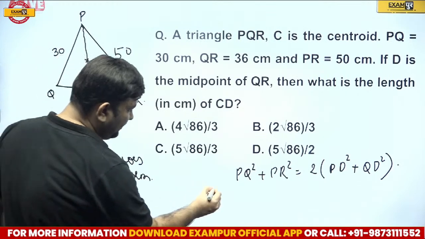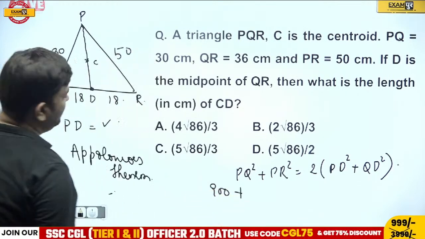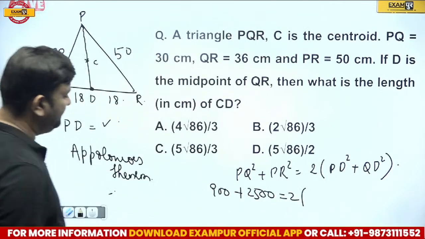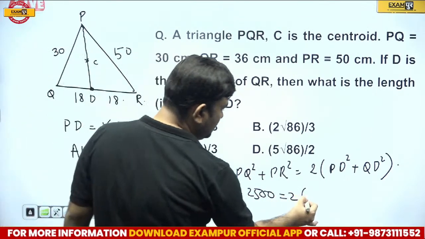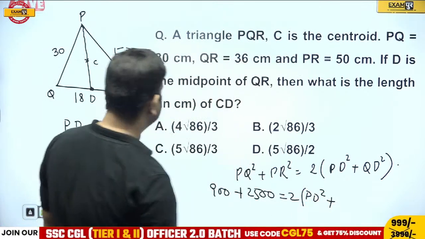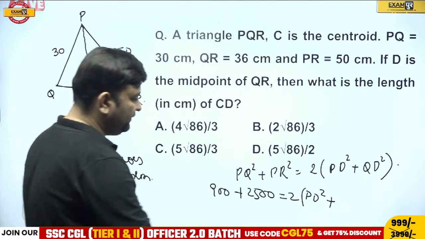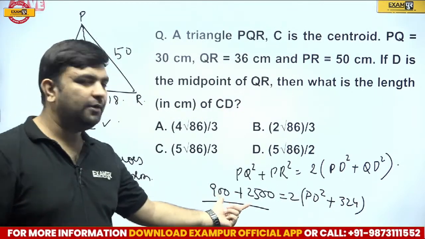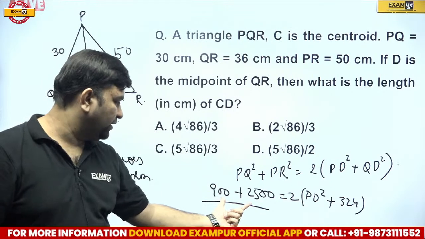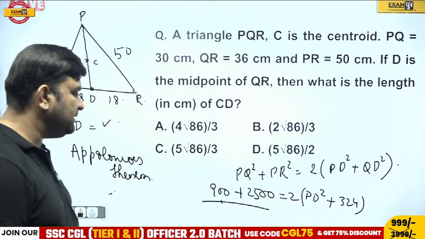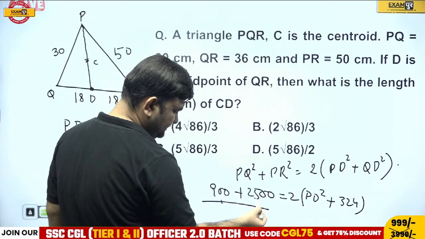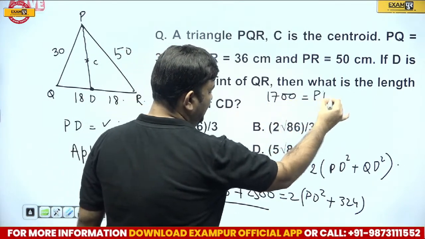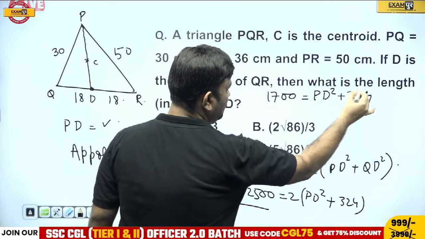30 square is 900, 50 square is 2500, equals 2 times PD square, PD we want to find out, plus QD which is 18 square, 324. This is 3400, my dear. 3400 divided by 2 is 1700. So 1700 is PD square plus 324.